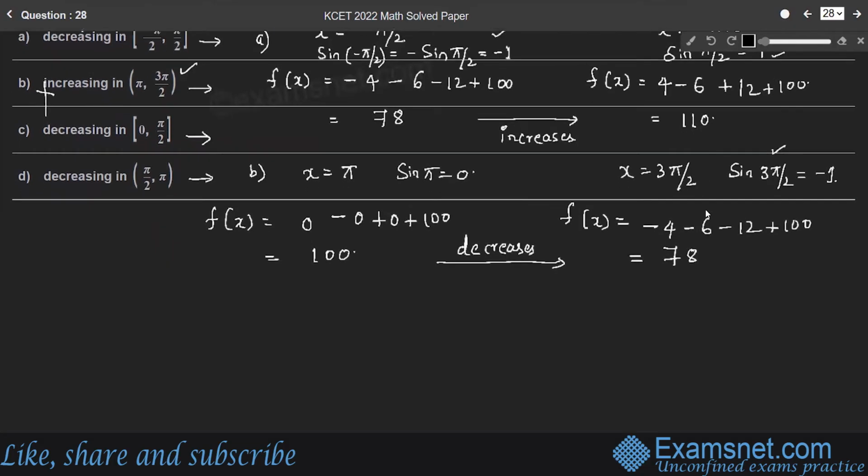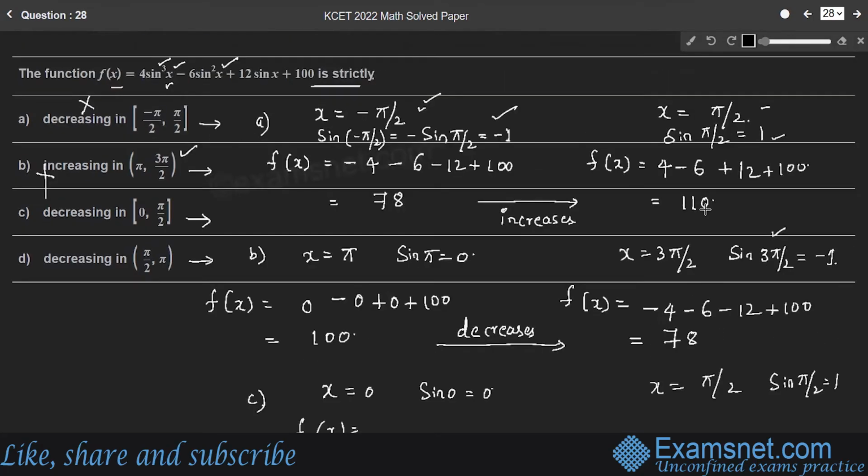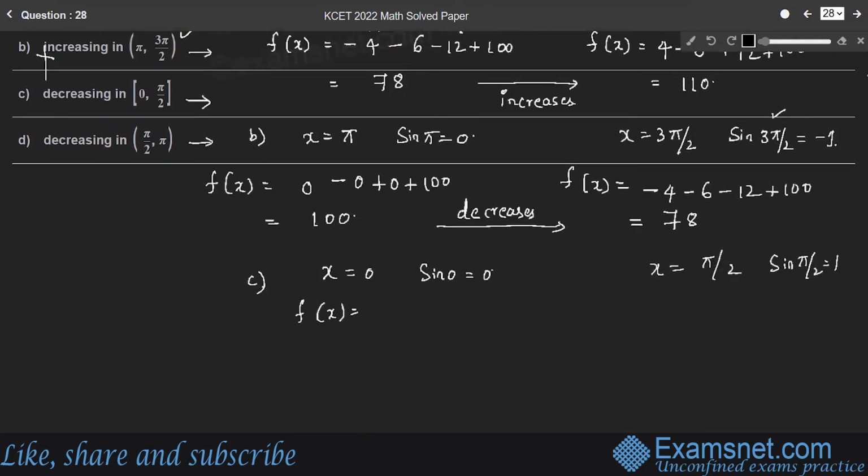Consider option C. Right? When x is 0, sine 0 is always 0, whereas sine pi by 2 is 1. So f of x becomes, depending on the function, we have only 100 as the constant and the remaining terms become 0. Therefore, f of x becomes 100.